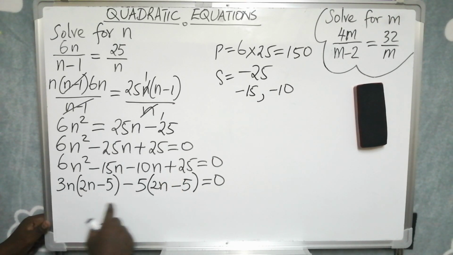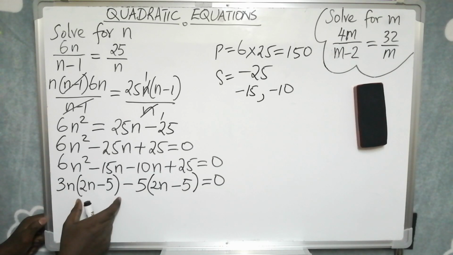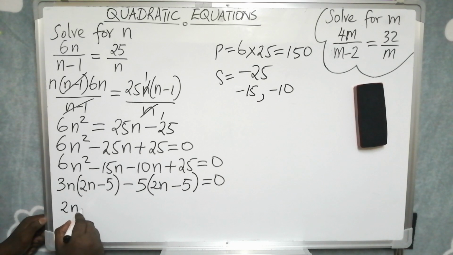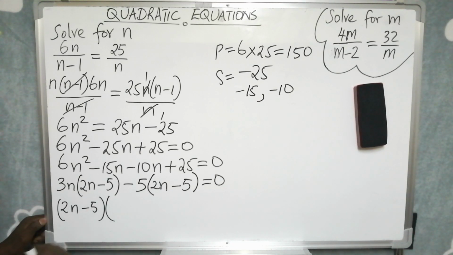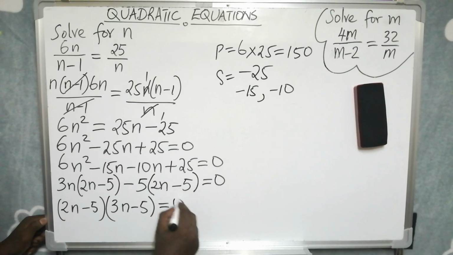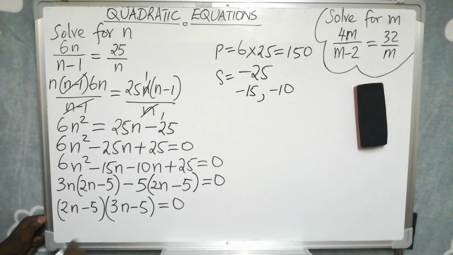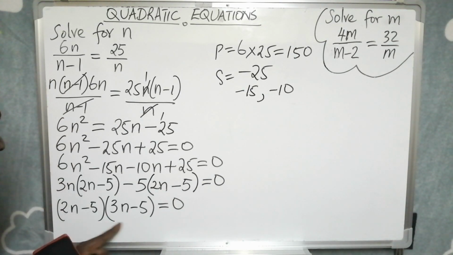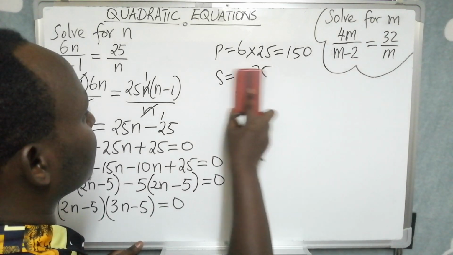Thereafter, observe this equation and realize that we have 2n minus 5, which is common, so we factor it out. 2n minus 5 times 3n minus 5 is equal to 0. If 2n minus 5 times 3n minus 5 is equal to 0, then it means that one of them is equal to 0 or both are equal to 0.